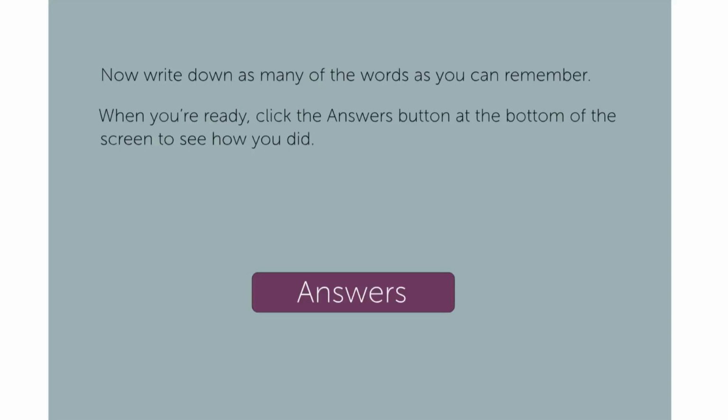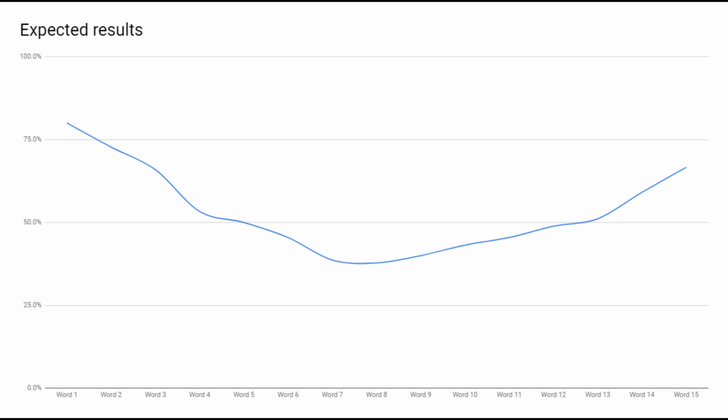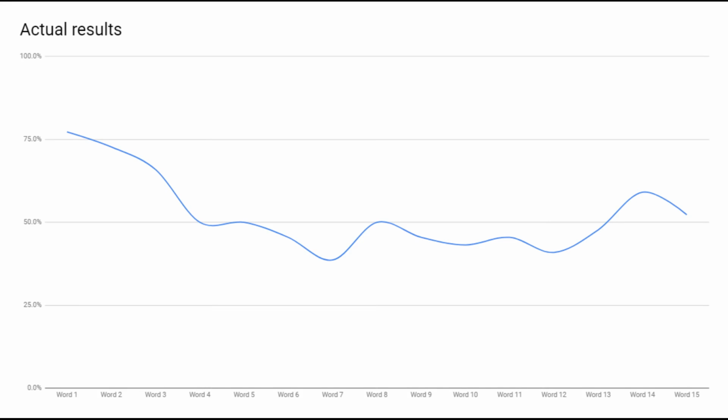You are shown 15 words in order for about 2 seconds each. After all the words have been shown, the goal is to write down as many of them as you can remember. Considering the primacy and recency effect, you would expect to see that the first and last couple of words would be remembered the most often. This is indeed what we see, but it is not as clear-cut as you would expect.